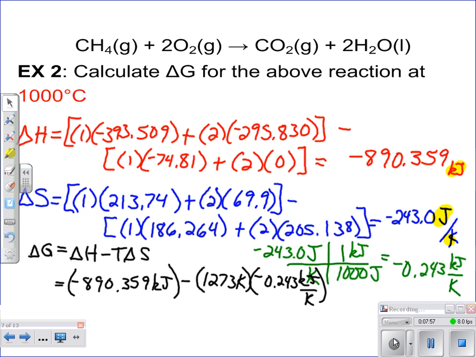Now we see that Kelvin cancel, and we're left with our kilojoules. We're just subtracting that, and when you go through that math, you end up getting negative 581 kilojoules. So there is your answer. Again, that is going to be spontaneous.